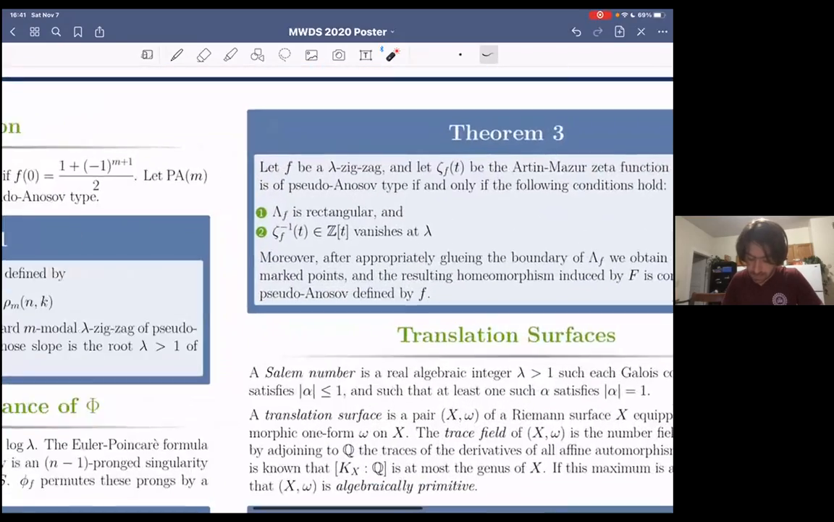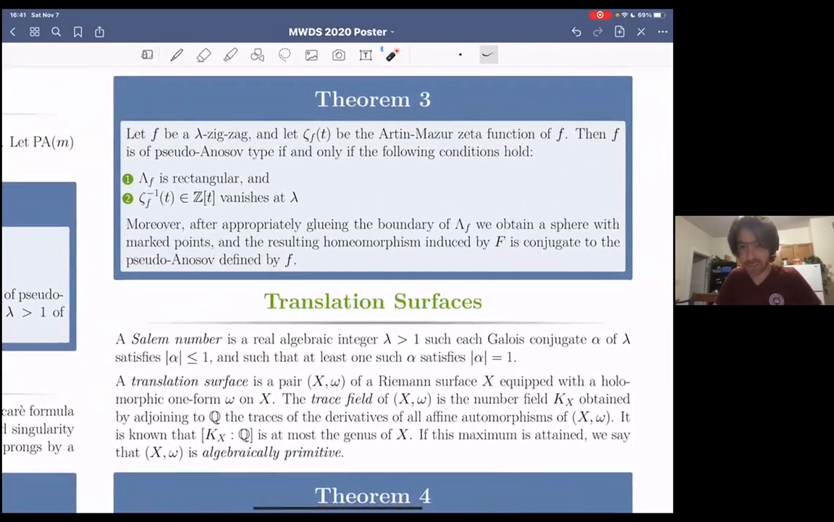Okay. This brings us to our second characterization of zigzag maps of pseudo-Anosov type. So let's say that you have a lambda zigzag. Then it is of pseudo-Anosov type if and only if the following two conditions hold. Firstly, the limit set of the Galois lift is rectangular. And secondly, the reciprocal of the Artin-Mazur zeta function of f is an integral polynomial that vanishes at lambda.